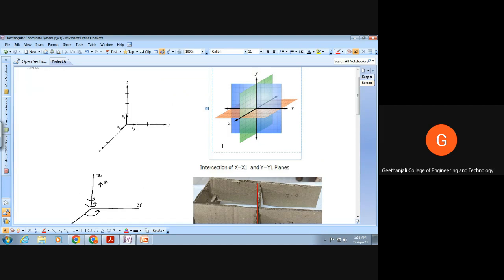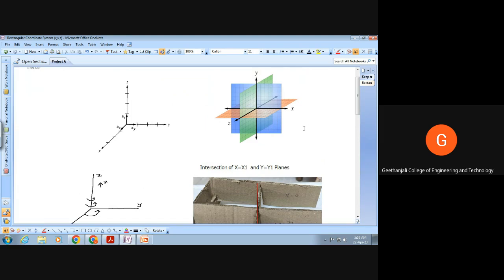In every coordinate system, you come across three mutually perpendicular surfaces. In the case of a rectangular coordinate system, all the three happen to be simple plane surfaces: x is equal to constant, y is equal to constant, and z is equal to constant.